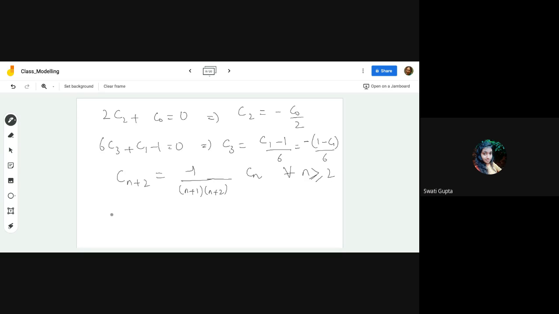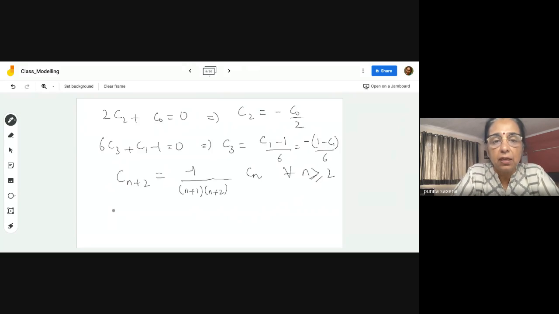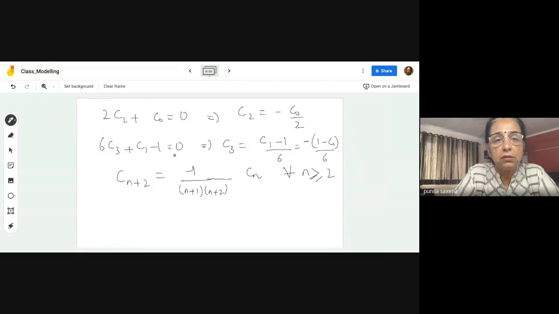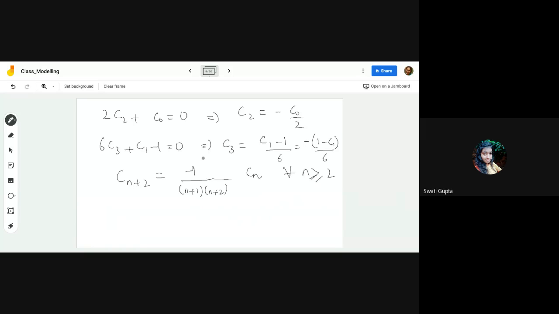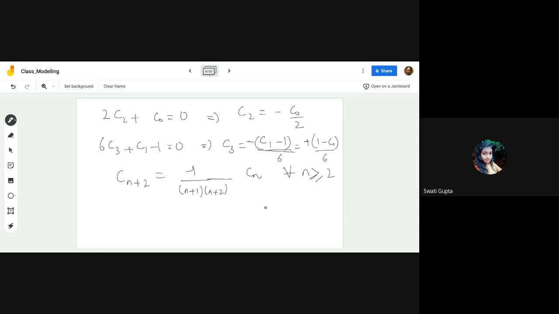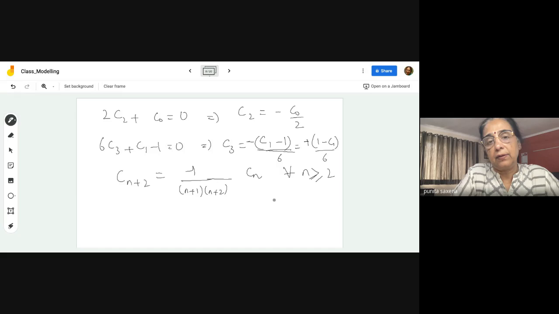Ma'am, C3 will be 1 minus C1 or C1 minus 1. Yes, ma'am. Wait, just let me check. It was 6c3 plus c1 minus 1 equal to 0, right? Yes, and so the answer should be C3 is equal to 1 minus C1 by 6. Oh, okay. So I'm writing it as minus of c1 minus 1 by 6. Is that fine now? Yes, ma'am. Right. Okay. And cn plus 2 will be this. Yes, ma'am. For every n more than or equal to 2.